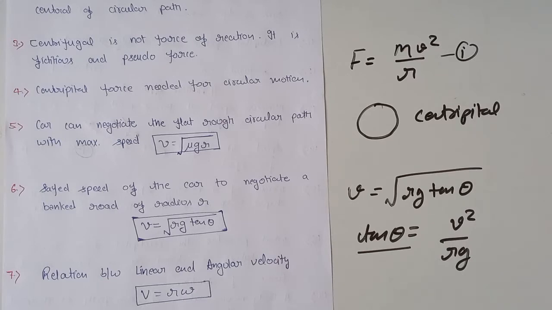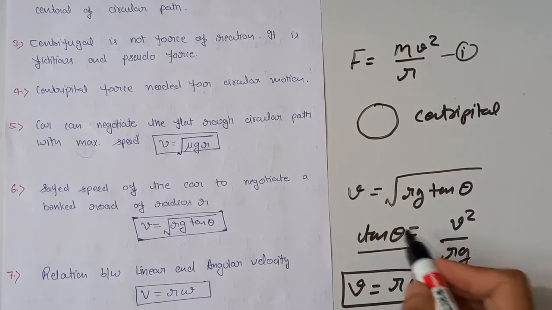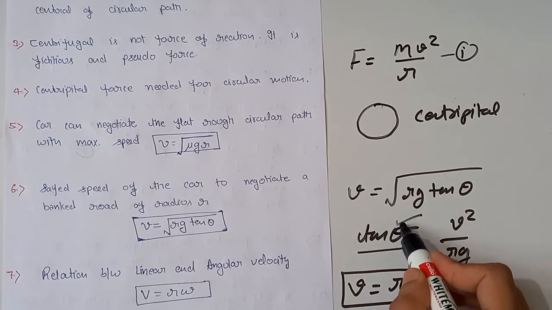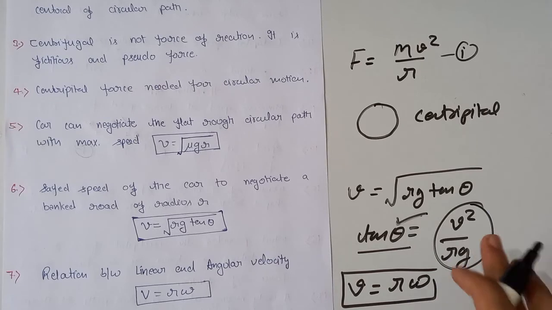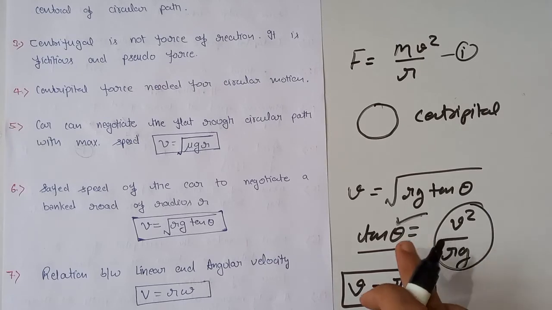Our next key point is the relation between linear and angular velocity. Here v, the velocity, is equal to r into omega. This is the relation between linear and angular velocity. And keep in mind, this banking angle is independent of the mass of the vehicle, the mass of the body. Yes, this banking angle is independent of the mass of the body.